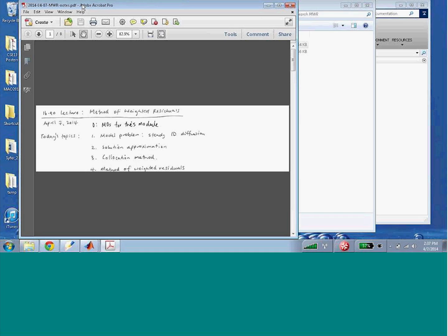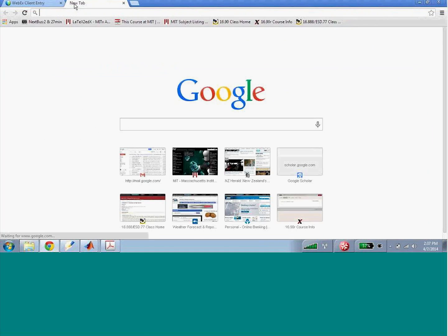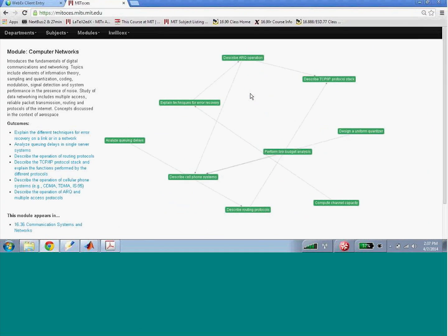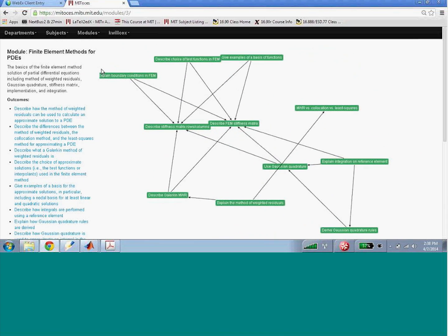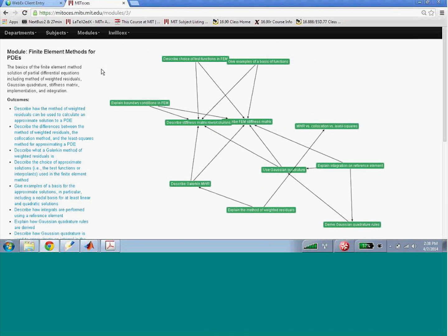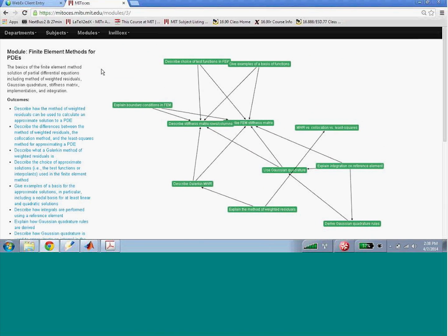Actually, before we do that, let's just put up the list of topics that we're going to talk about today. So I want to start by just talking about the measurable outcomes for the module, remind you of what it is we're going to do. Then we're going to introduce the model problem. You read this in the pre-class reading, but it's the steady 1D diffusion.